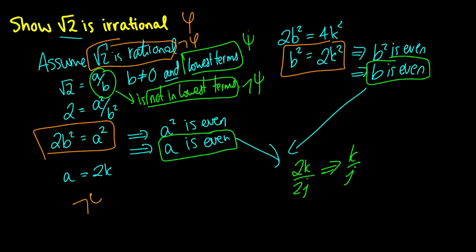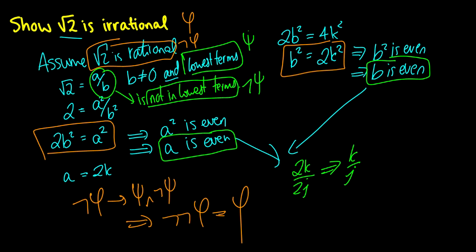So we have here, if we have not phi, then we get psi and not psi, which means that we get not phi, which is going to be equal to phi. So we've actually proven that root 2 is irrational. So that was a little bit crazy, I know.